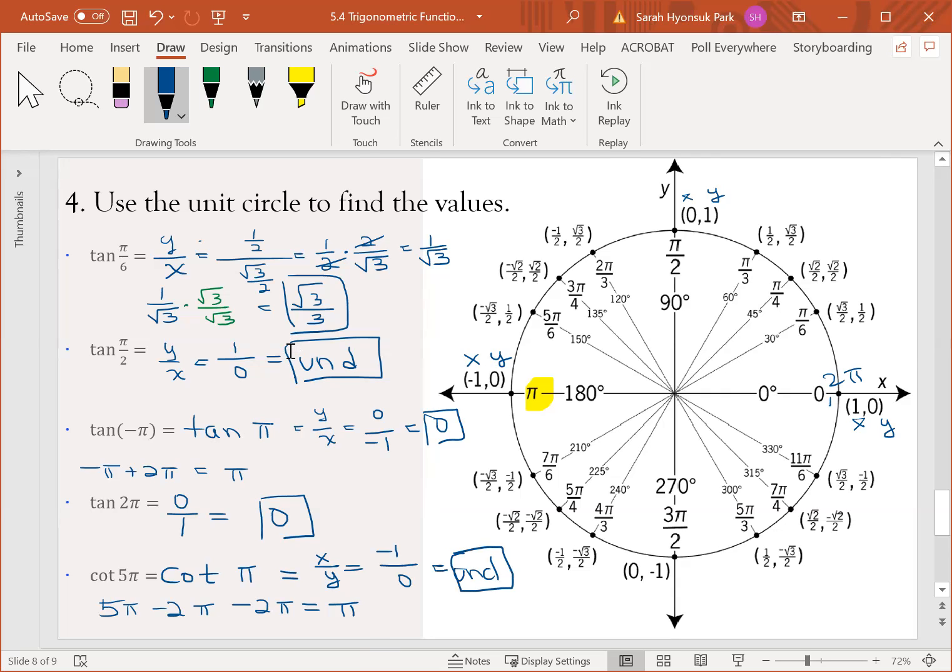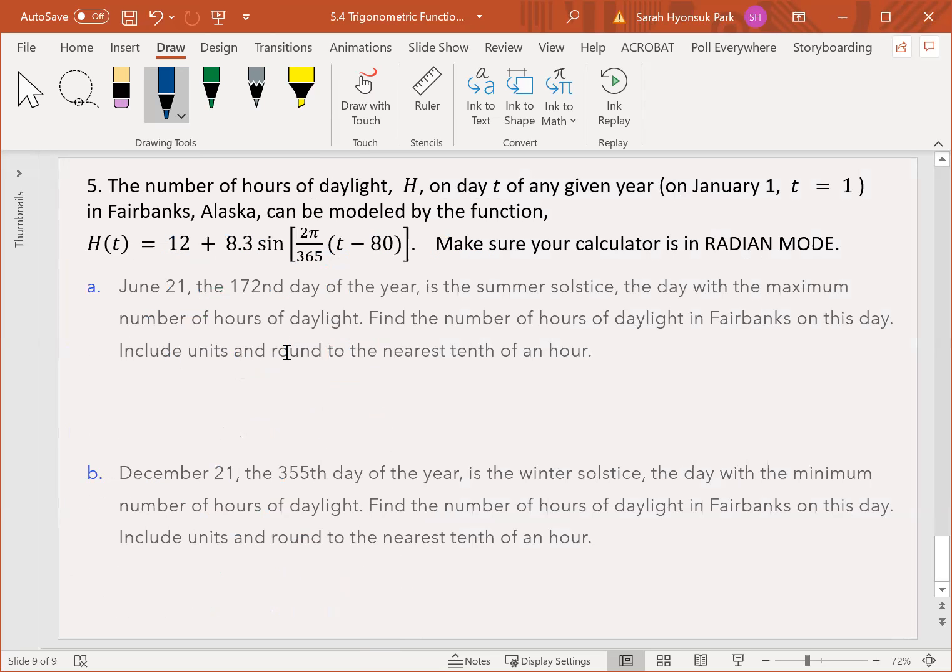All right, let's go on to the last problem, number 5. Sine and cosine functions are used to model things that behave in a cyclic manner, like a wave function. Here we have the number of hours of daylight, h on day t, where t is any given day of the year. If it's January 1st, t is equal to 1, so the last day on the calendar would be t equals 365.